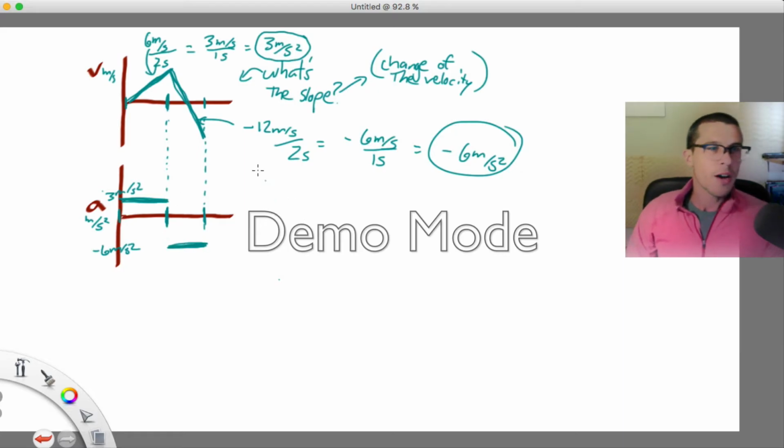Now, if this is a flat line, like lots of times in problems like this, there'll be a flat line somewhere, that means that there is no slope. So what's the slope? It's zero. So that means that this acceleration down here is going to be zero.